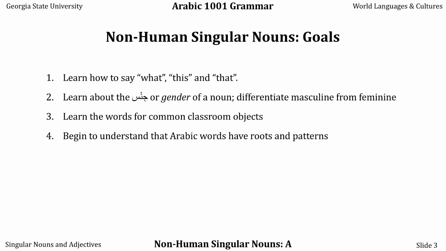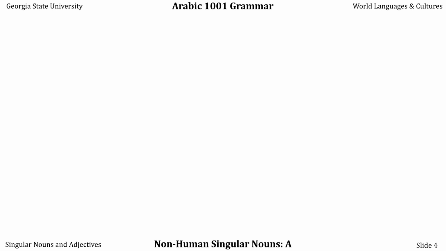This lesson has several goals: to learn how to say what, this, and that, to learn about the zins or gender of a noun and to differentiate masculine from feminine nouns, to learn the words for common classroom objects, and to begin to understand that Arabic words have roots and patterns, which is something that will be explained in great detail in later lessons. Let's begin with a question.